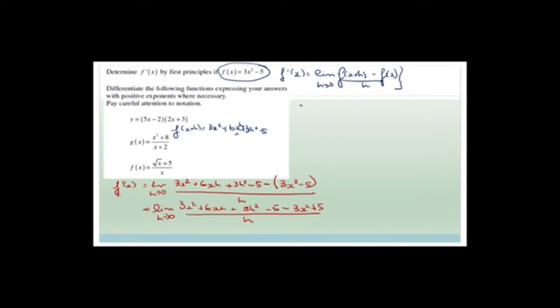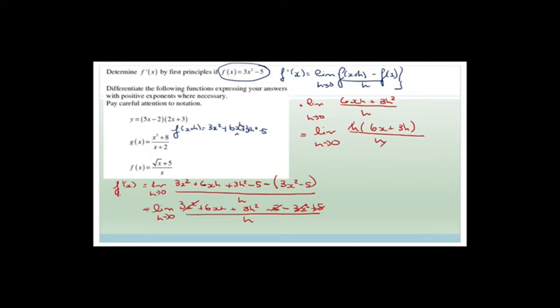Okay, equals the limit as h tends to 0. So 3x squared cancels with 3x squared, and minus 5 cancels with plus 5. So you're left with 6xh plus 3h squared all over h. So we can take out a common factor of h to get the limit as h tends to 0 of h times 6x plus 3h, all over h. Those cancel.